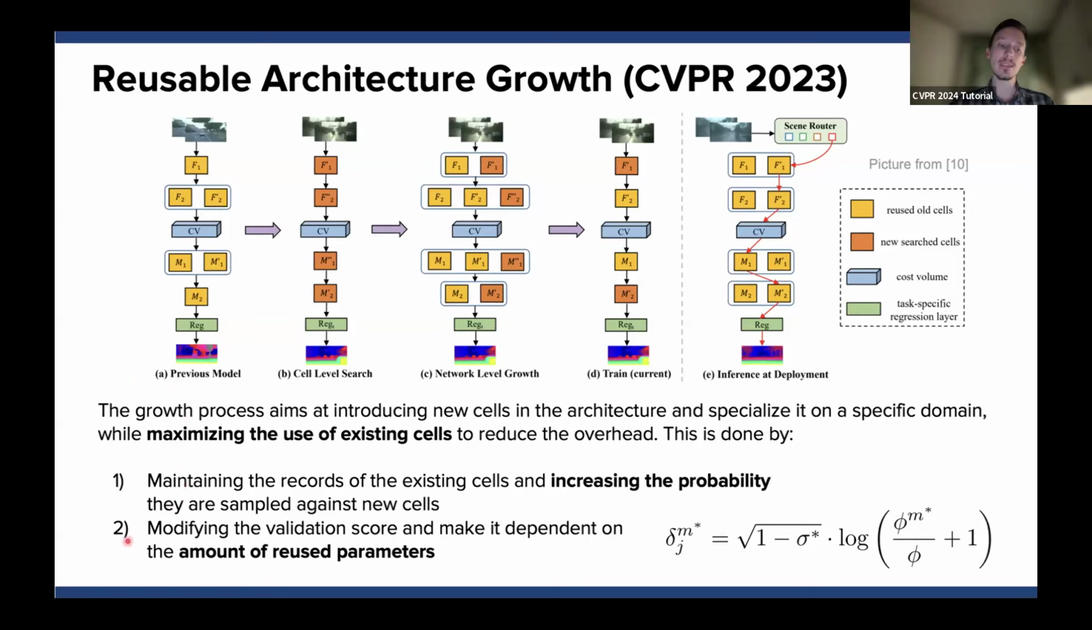And the second one is to slightly modify the validation score used during the neural architecture search process. Indeed, this score is used to measure the quality of the network that has been searched for. And this score has been modified by the authors to take into account the amount of reused parameters. Specifically, the more parameters the new model is using, the better the validation score will be.